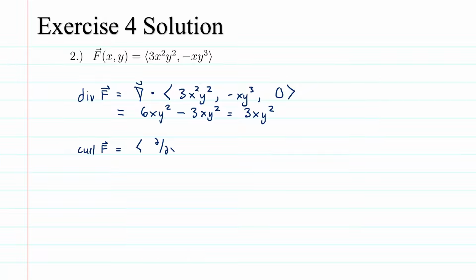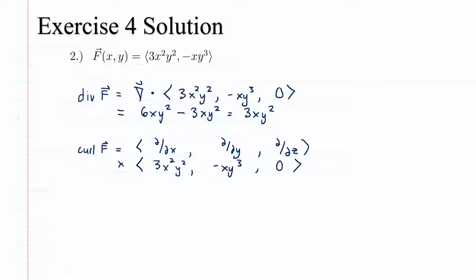Cross product natin yung del operator with f, pero yung f, isusulat natin na merong third component na 0. Okay, so ano makukuha natin?